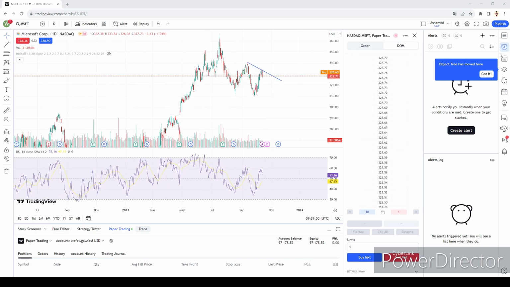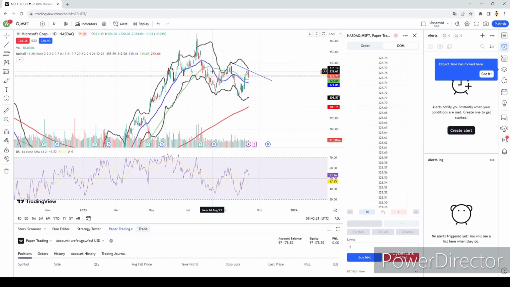Let me show you. So as you can see, Microsoft hit some resistance right here and went down from there. The moving averages also didn't turn into an uptrend, so they are still indicating a downtrend. So what can you do right now?